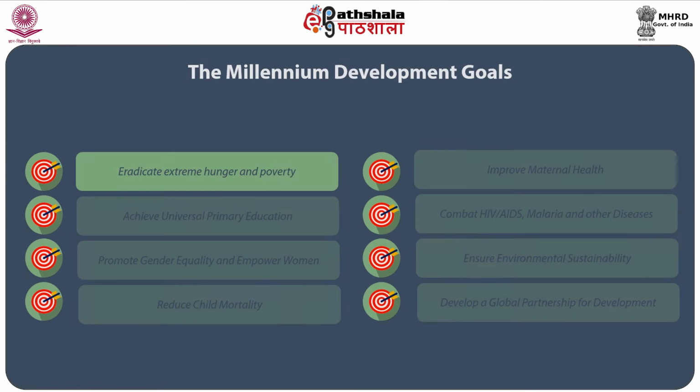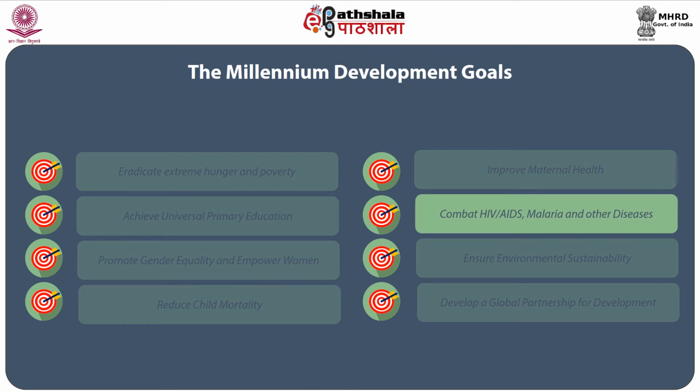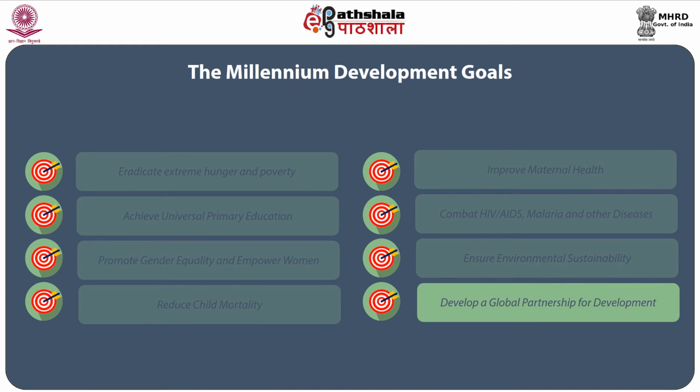There are altogether 8 goals. Goal 1, eradicate extreme hunger and poverty. Goal 2, achieve universal primary education. Goal 3, promote gender equality and empower women. Goal 4, reduce child mortality. Goal 5, improve maternal health. Goal 6, combat HIV and AIDS, malaria and other diseases. Goal 7, ensure environmental sustainability. Goal 8, develop a global partnership for development.